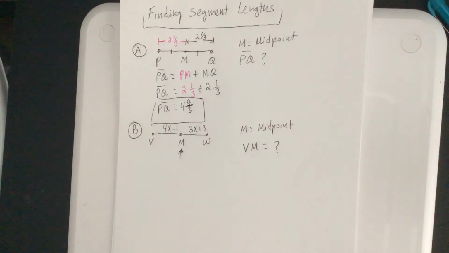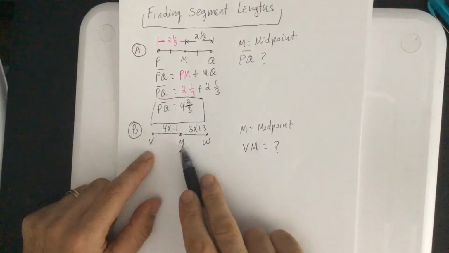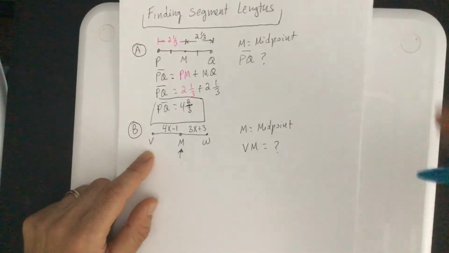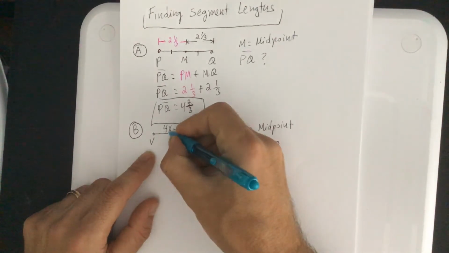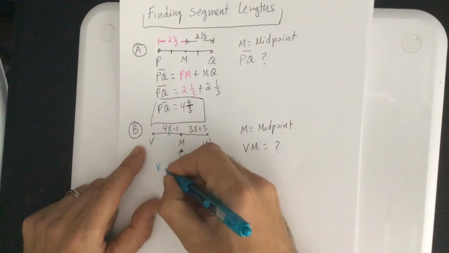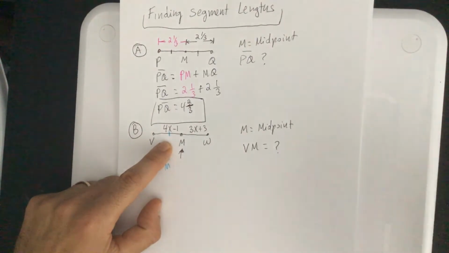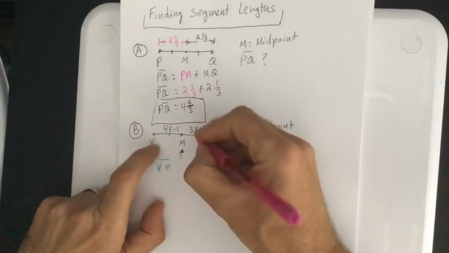If you're able to do it, you are ahead of the game here. Pause the video and see if you can do it. All right, again, we know that this is the midpoint. So basically what we know is that segment VM is equal to segment MW.